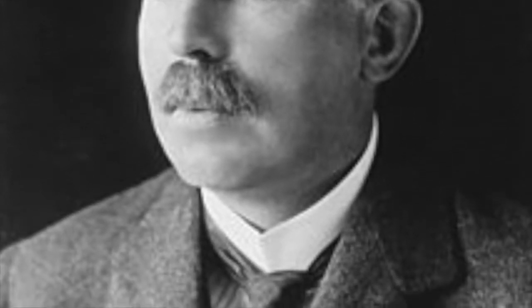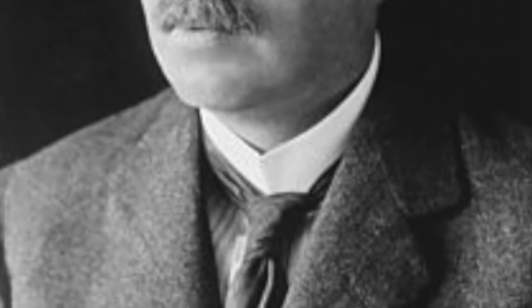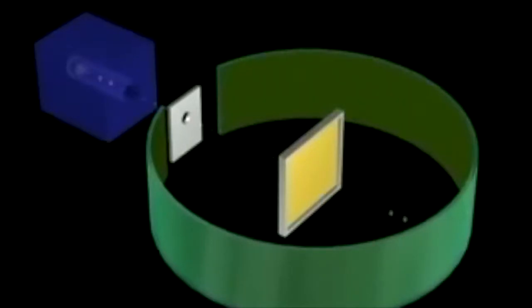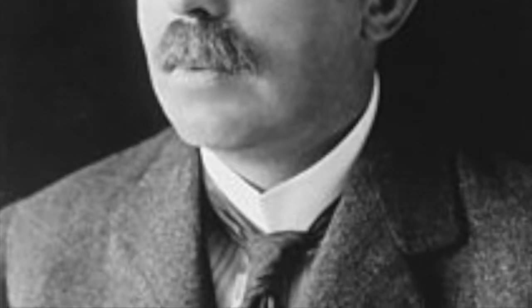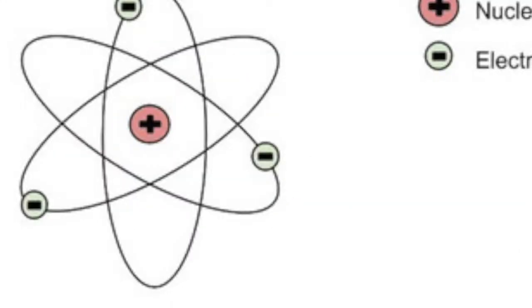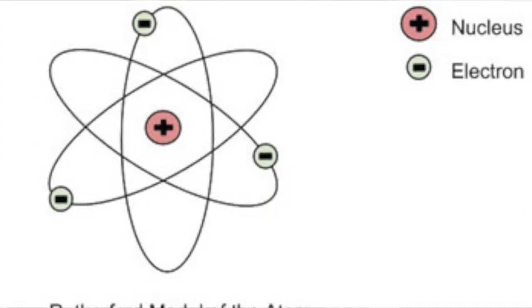In 1911, Ernest performed a series of experiments with alpha particles. Basically, he fired alpha particles through a piece of gold foil. Most of the particles went straight through the piece of gold foil, unaffected. But there were some that were deflected at an angle while others ricocheted straight back. With this, Ernest Rutherford discovered that atoms had something called a nucleus, and this was his model of what he thought the atom looked like.